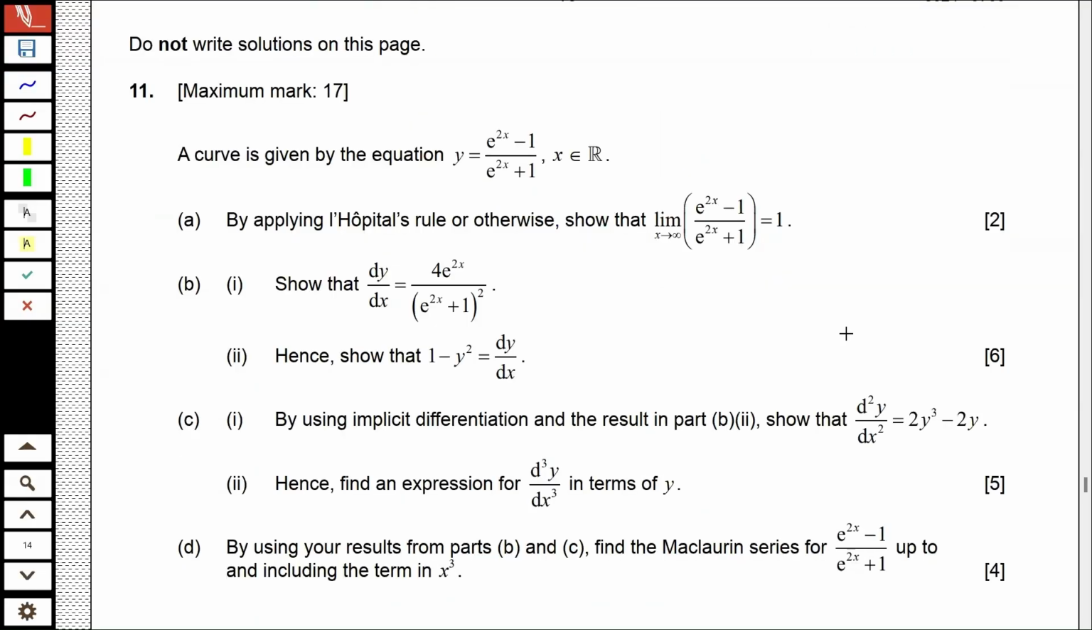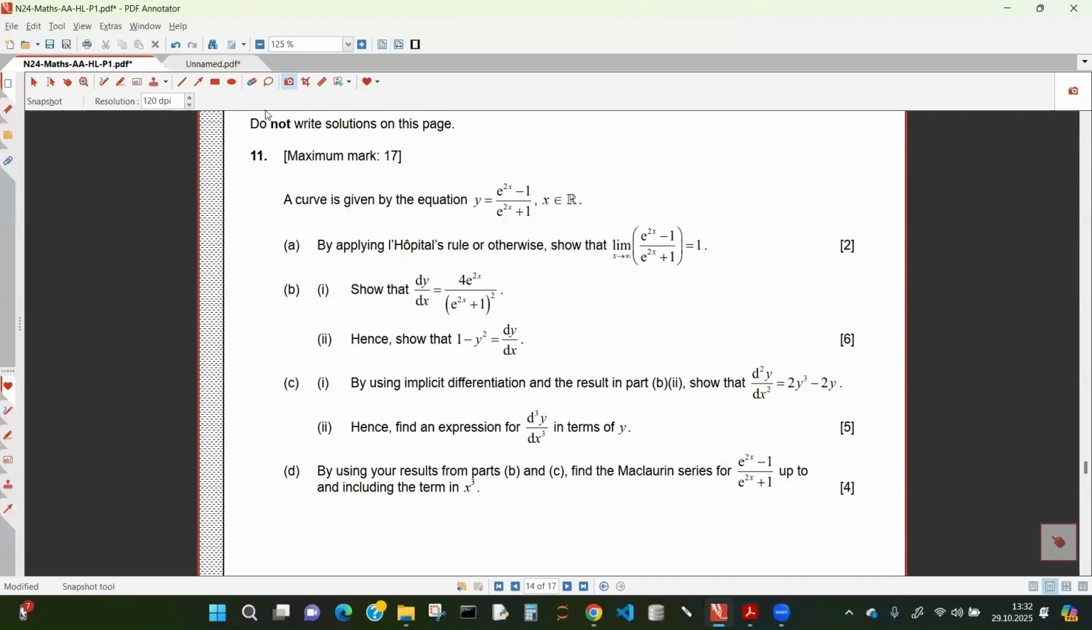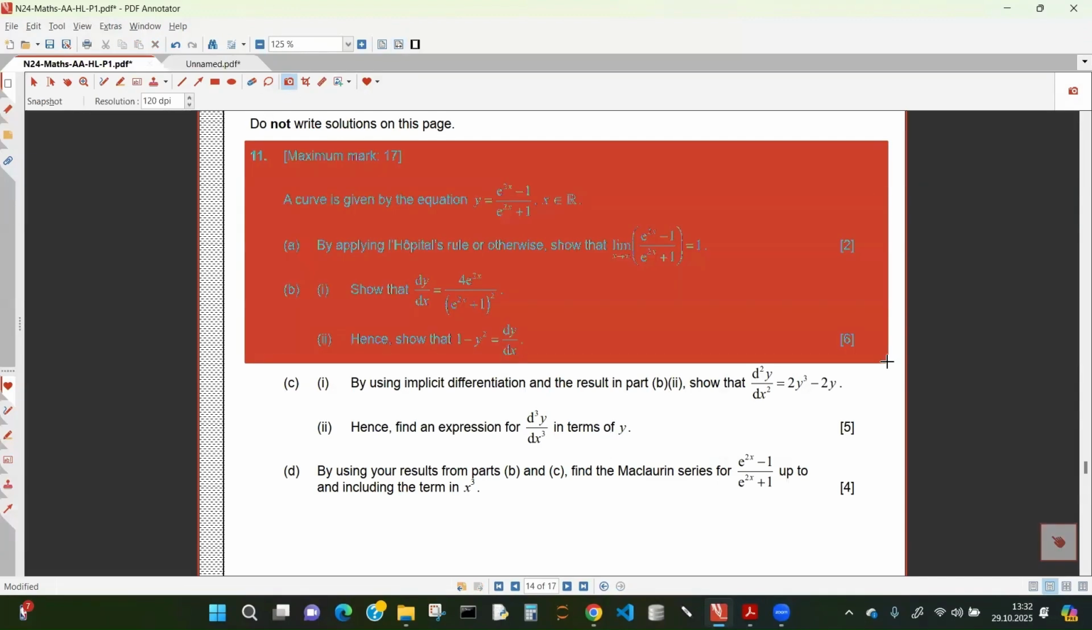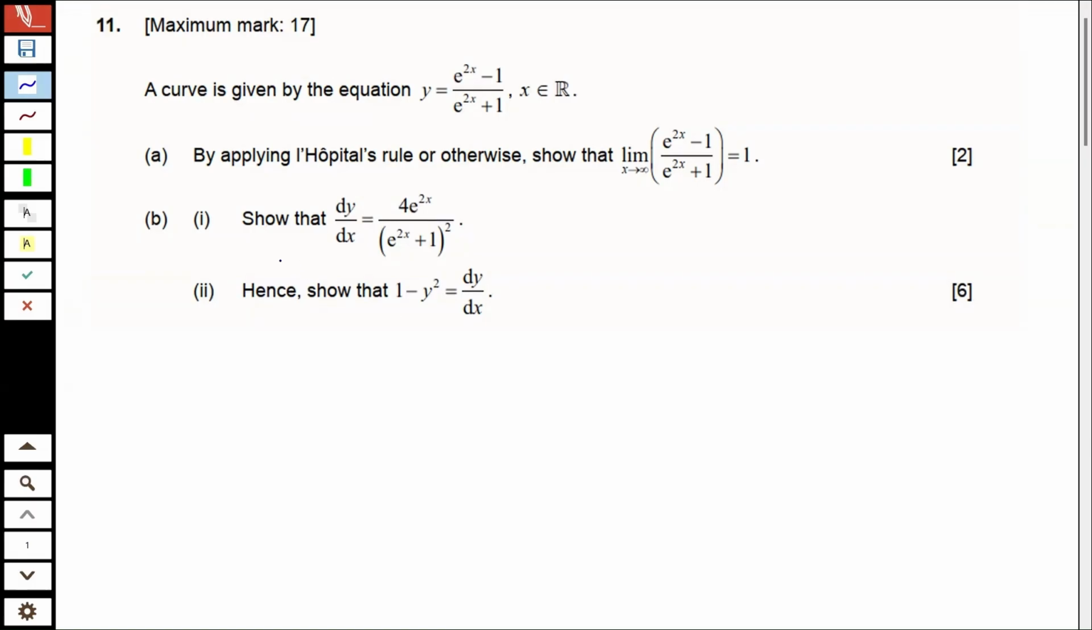Question 11, it has maximum 70 marks. The curve is given by the equation. You see the equation. Question A is asking, by applying L'Hopital's rule or otherwise, show that this limit equals 1. Start by this. I'm going to copy from here. At question A, limit x approaches infinity, a to the power of 2x minus 1 over a to the power of 2x plus 1.